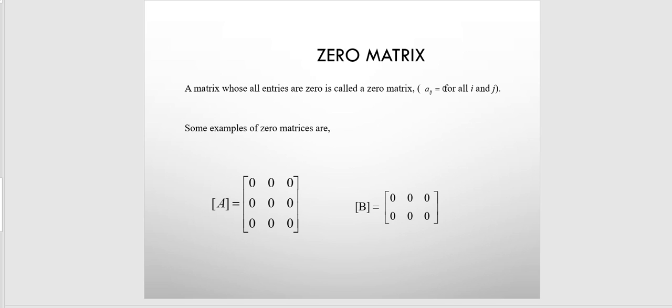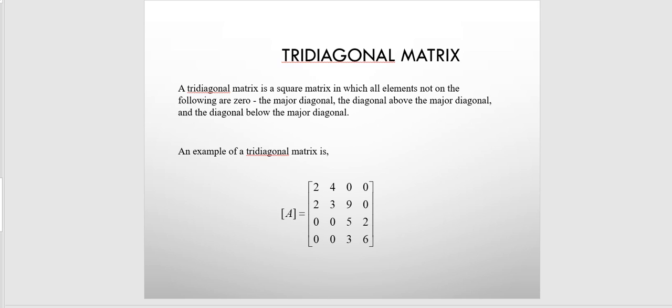Okay. And what's the zero matrix? All the values are 0. Very easy. Next, what is a tridiagonal matrix?